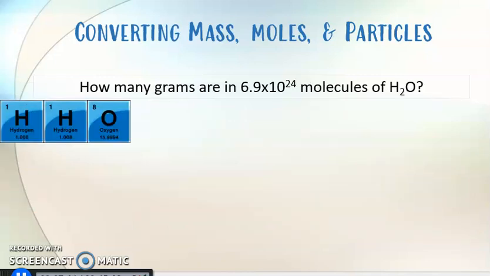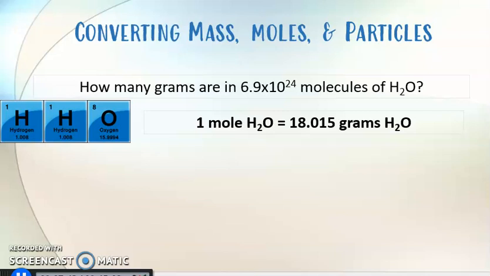How many grams are in 6.9 times 10 to the 24th molecules of water? So now this time, instead of dealing with an element, we're dealing with a whole molecule. Let's go through the same process that we did before. Again, the first thing you're going to want to do is to write down the 2 equivalence statements, the 2 conversion factors that we know that goes between moles, atoms, and grams. We know that 1 mole of water is going to equal 18.015 grams. That's the molar mass. Again, you would add up the mass of 2 hydrogens and 1 oxygen to get the total molar mass.